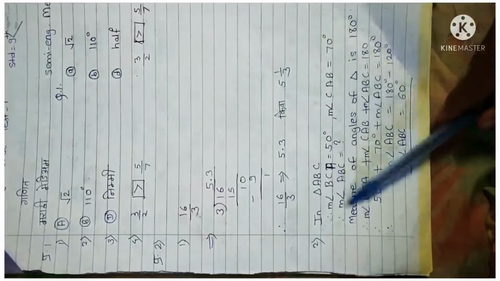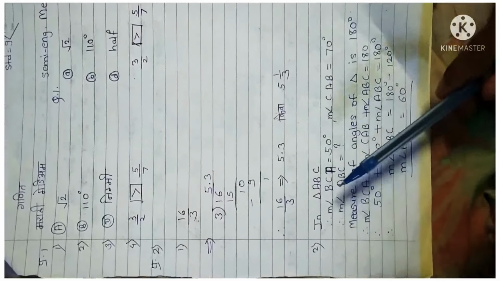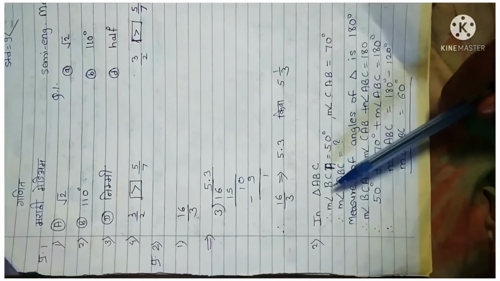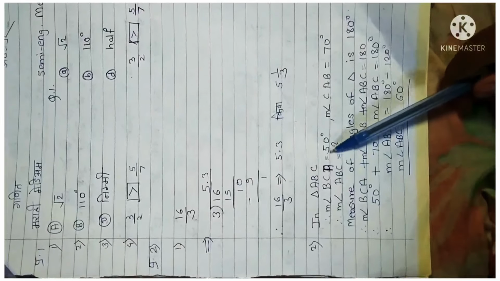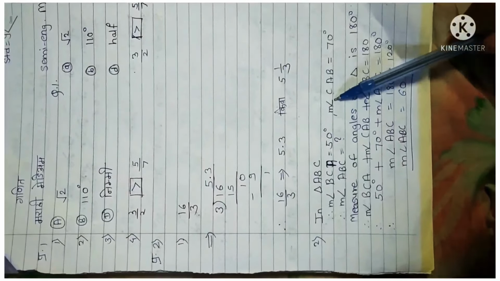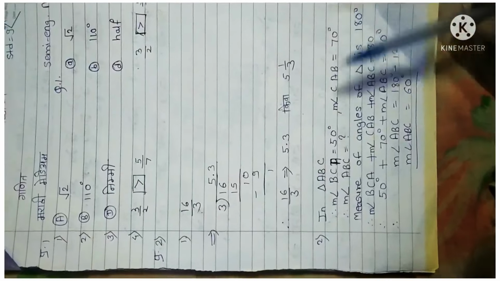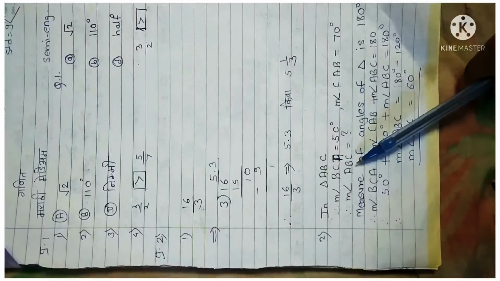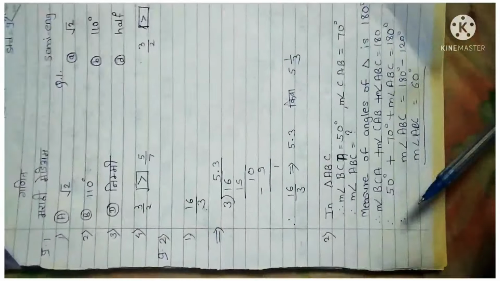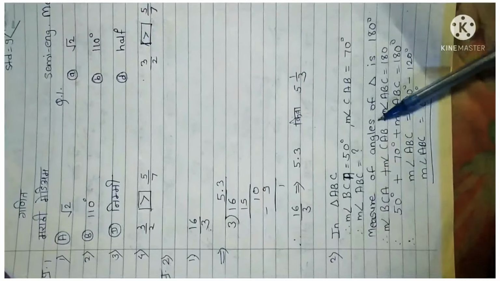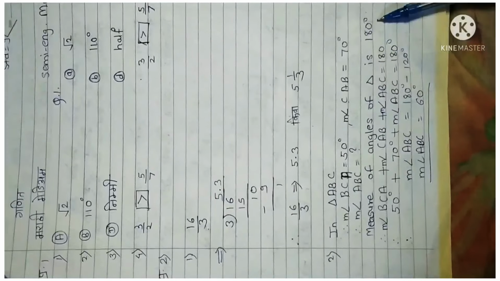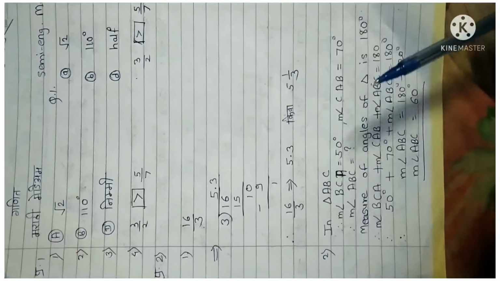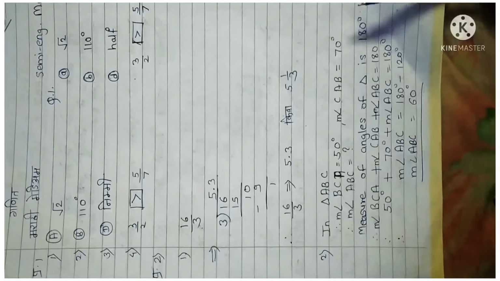Then in question number second we can write: in triangle ABC, measure of angle BCA is equal to 50 degree, measure of angle CAB is equal to 70 degree. Then we have to find measure of angle ABC. We know that the sum of the measures of the angles of a triangle is 180 degree.